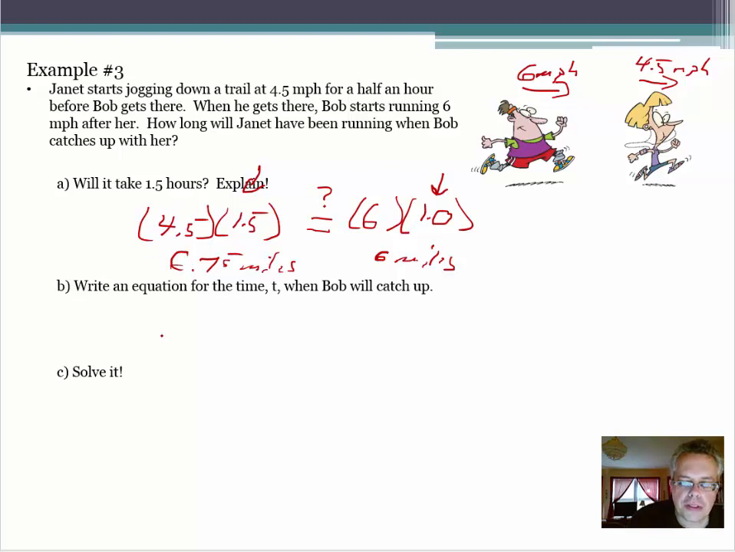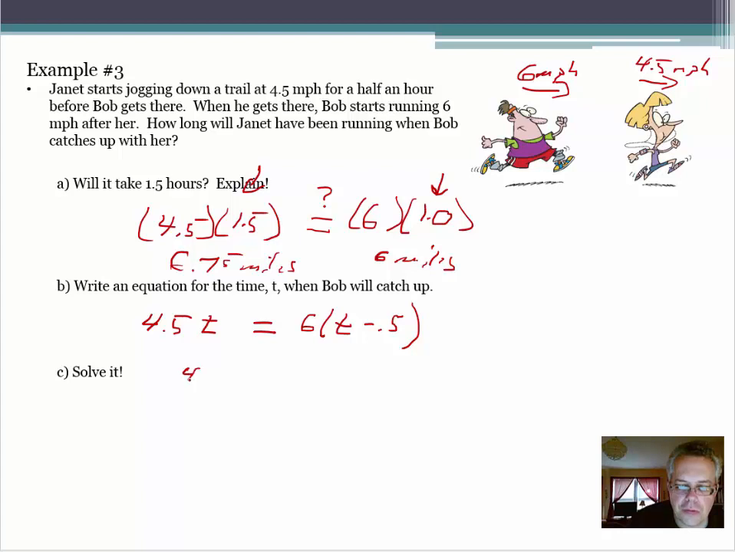Okay, let's set up an equation. We're going to let t be Janet's time. So she's been running 4.5 times t. That's her distance. And we want to know when Bob's run the same distance. So his speed times his time. But we've got to put t minus 0.5 because he's been traveling a half hour less. All right, that's the tricky part. That's why this is an advanced problem. The distances have to be equal, and he's been traveling a little bit less time.